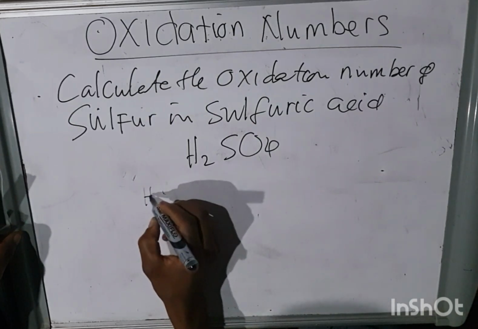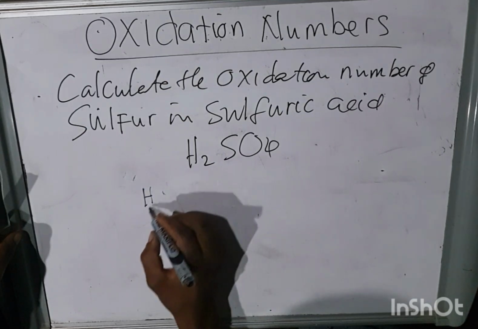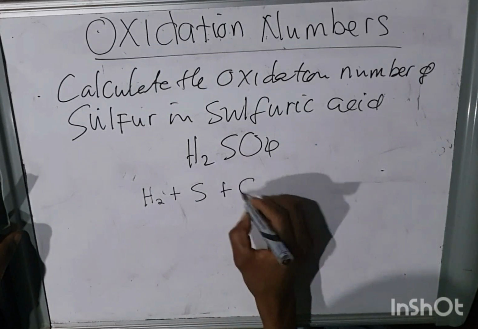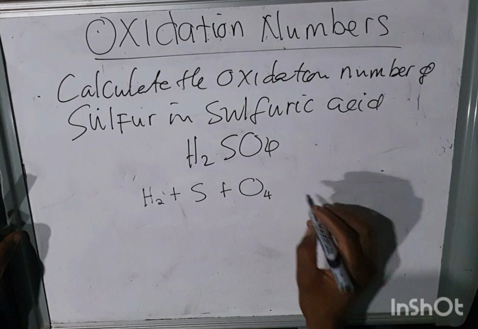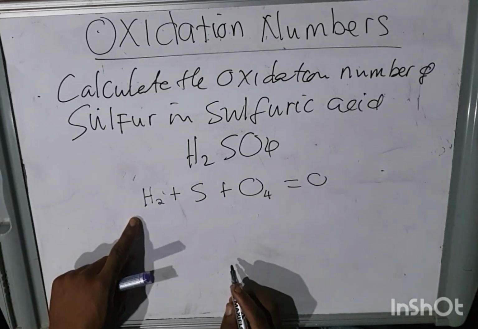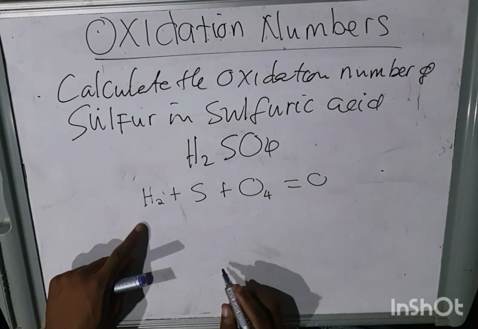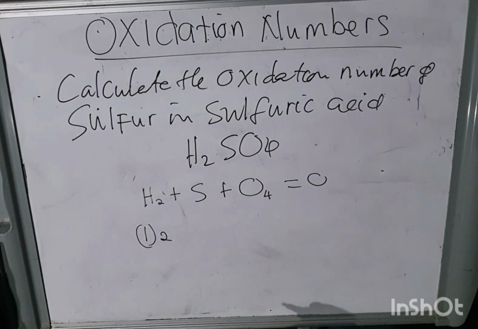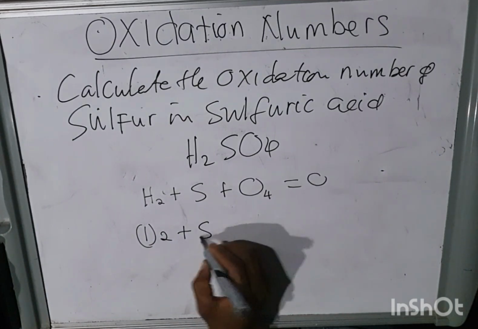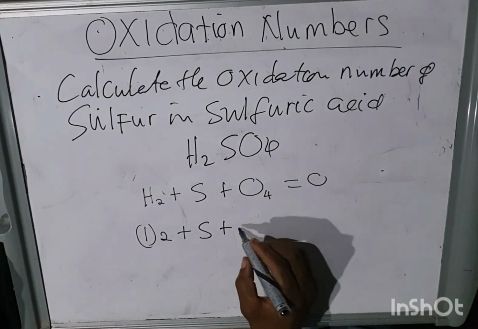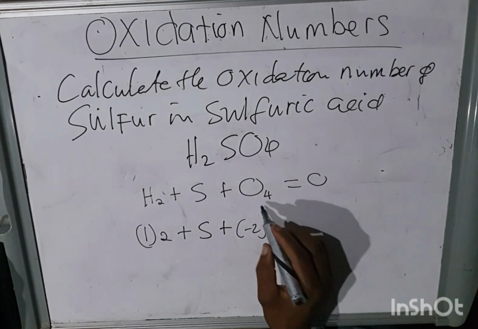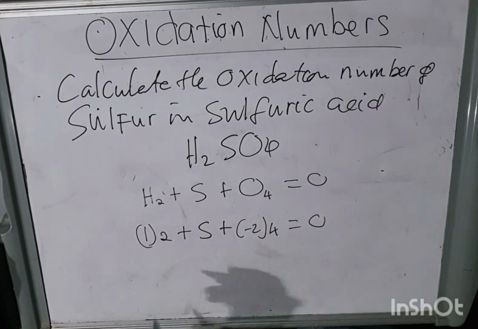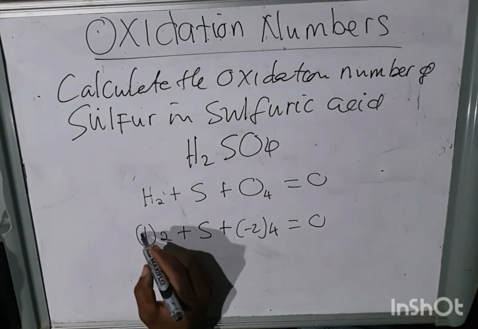So when you add the oxidation number for hydrogen, we have 2 hydrogen here, plus the oxidation number for sulfur, plus the oxidation number for oxygen, it is giving us 0. Hydrogen, we said it has the oxidation number of +1. So +1 times 2, because we have 2 atoms of hydrogen in this molecule, plus the oxidation number for sulfur, plus the oxidation number for oxygen, which is -2, times 4 because we have 4 of these here, and it is giving us 0.